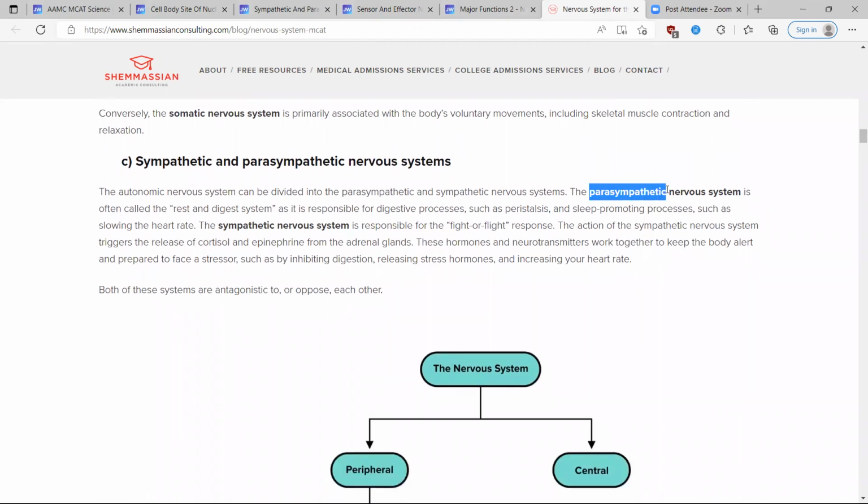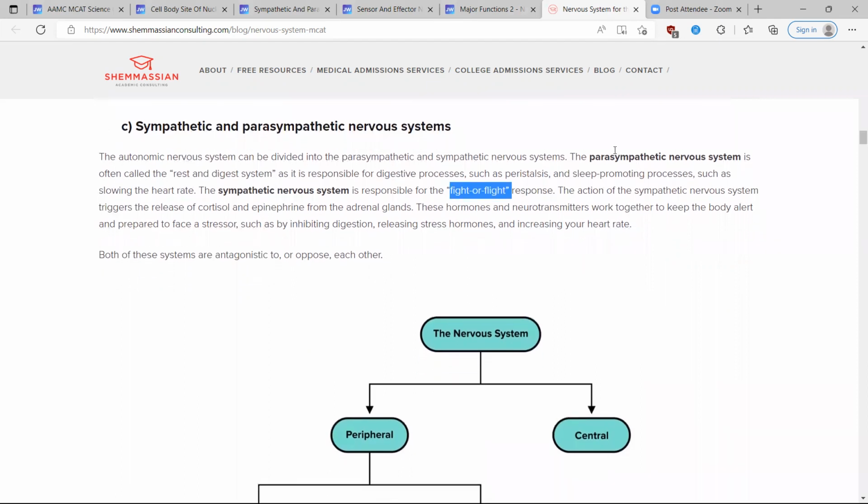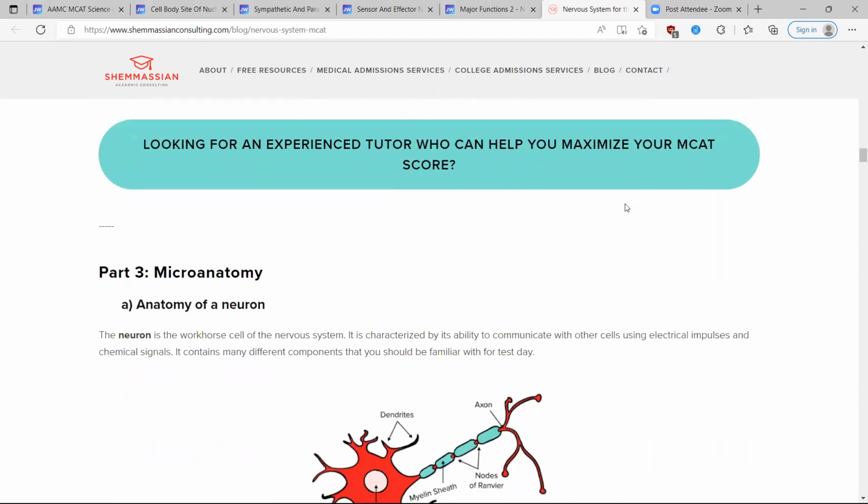The parasympathetic nervous system is called rest and digest, right? It's a way you can think of it, because it is how everything is functioning when you're resting, right? When your body is in a state of rest, the parasympathetic nervous system is taking over. But when your body is in the state of fight or flight, then the sympathetic nervous system is working, right? And we're going to see what kind of effects these two nervous systems have on the body.